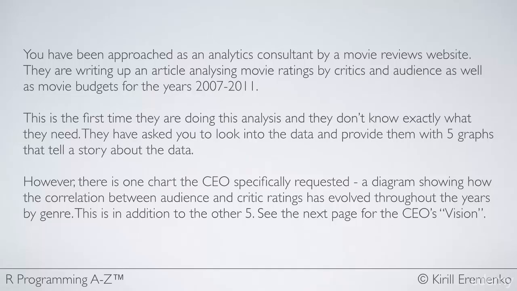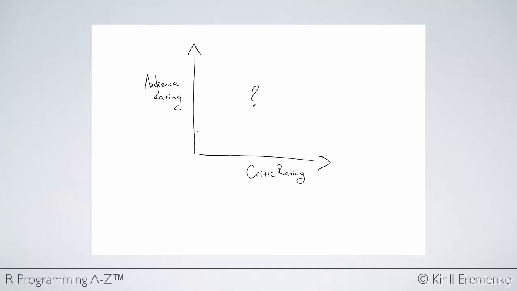So it sounds like a pretty complicated chart, so the CEO decided to explain it with a picture. Here's his picture. Audience rating, critic rating, question mark. You know how CEOs are sometimes? Quickly scribble something on a paper, give it to you, and then you go and have to figure it out on your own. What exactly did they want?